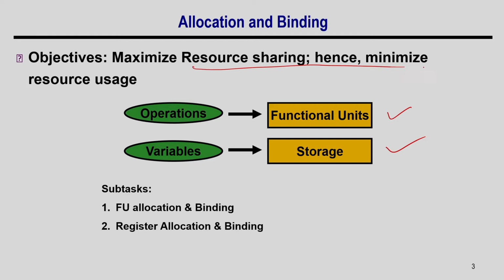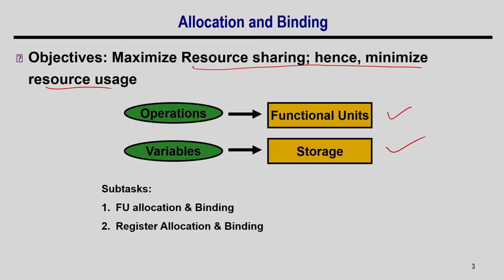And how can we achieve that? Obviously, you have to share, right. Unless you share, if each function unit is allocated for each operation, you will not get any savings. If two operations can be executed by a single FU, or two variables can be stored in a single register, then I have a saving. So, I want to maximize this resource sharing, and hence minimize the resource usage. So, that is our objective.